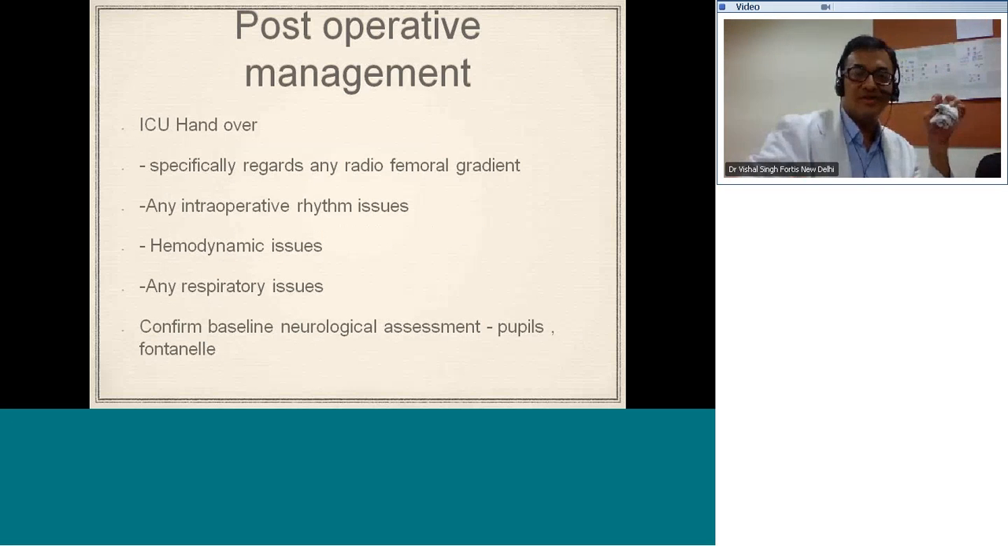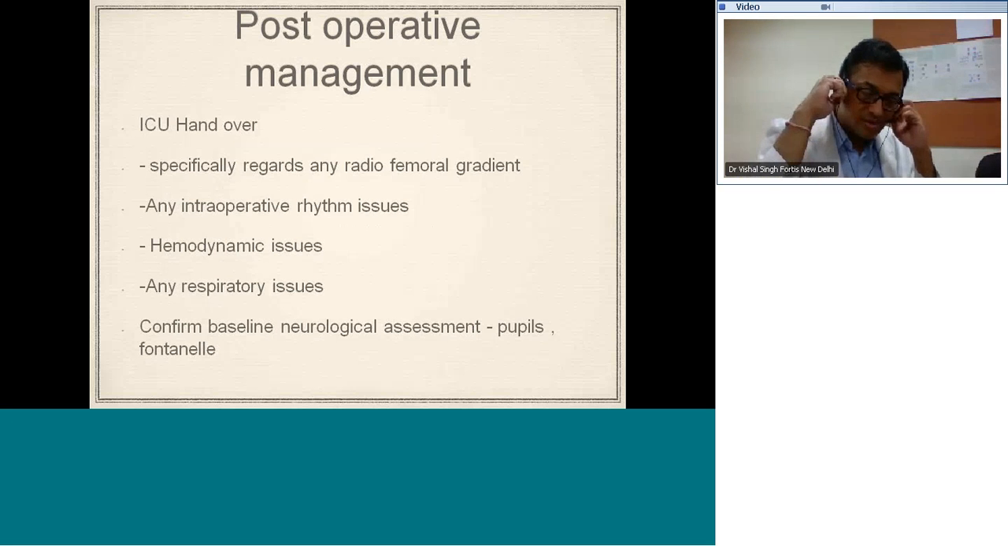Ensure that the ICU handover mentions specifically any radiofemoral gradient. As you would have seen, they all come out with radial lines and femoral lines for the arteries. Also any intraoperative rhythm issue, hemodynamic, or any respiratory issues that are of concern, which can influence your postoperative management. And confirm baseline neurological assessment by looking at the pupils and fontanelle, and once he gets awake, by looking at all the movement of forelimbs and the gaze.